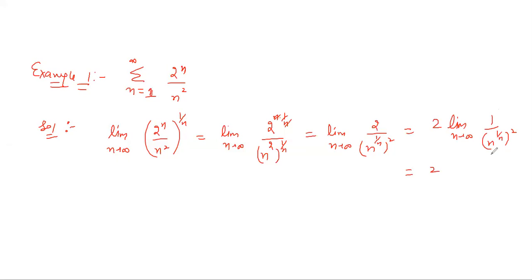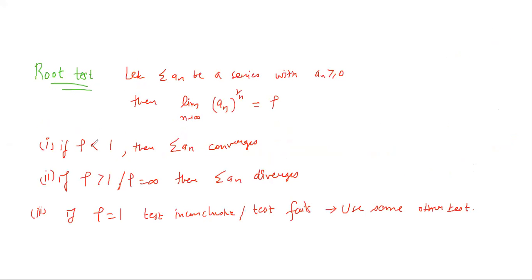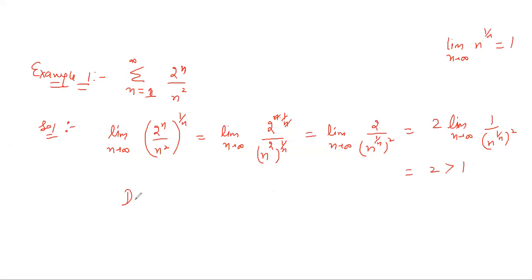All of us know the value of this limit is 1. This is one of the standard limits we know. Limit n tending to infinity, n raised to power 1 by n is 1. So its square will also be 1. So the answer is 2. Now you have to compare with 1, because according to the statement, you compare the value of the limit with 1. It's greater than 1, so the answer is divergent. You will write: this is divergent by the nth root test. You can also just say root test, you can also say nth root test, but the precise name is nth root test. So that was example 1.